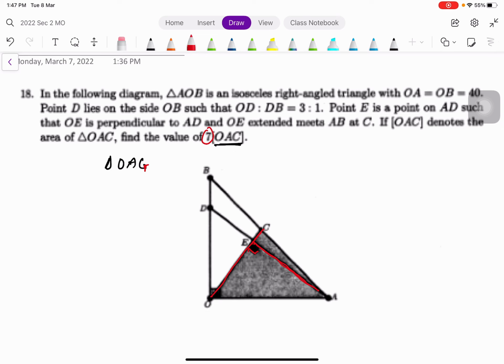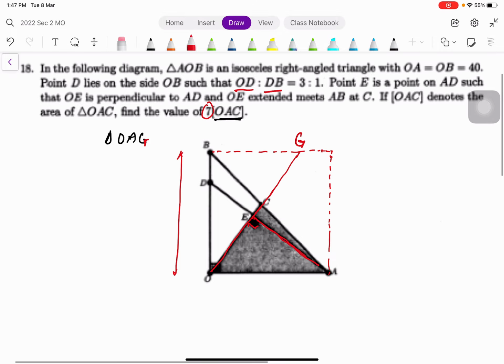To solve this question, let me complete the square here, and then you can extend all the way here, and I call this point G. Take note that OD to DB is actually 3:1, and it is given that OB is 40. Therefore this part is 30, and this part is 10. And this part here, the length is 40.